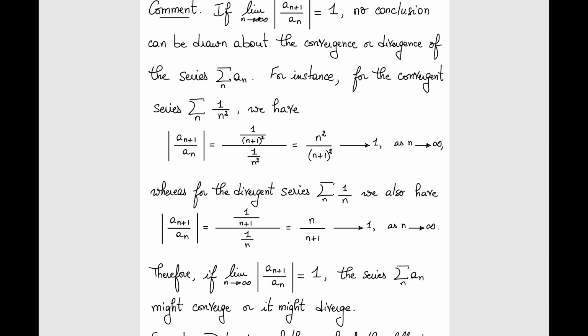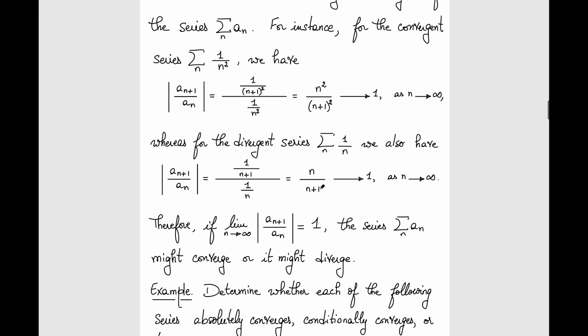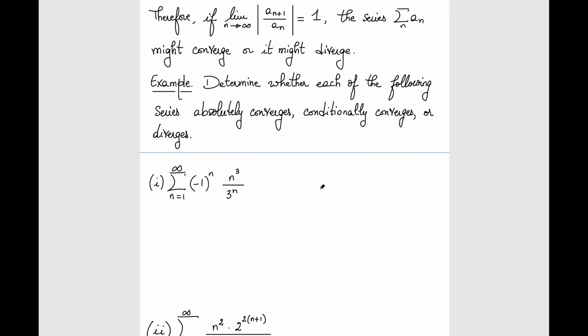So that's another case when the limit of this ratio is equal to 1, but this time this series is divergent. So there is no definite conclusion when the limit of the absolute value of this ratio is equal to 1. It may converge, it may diverge. All right, let's apply this big theorem, the ratio test that we just proved, on different series.